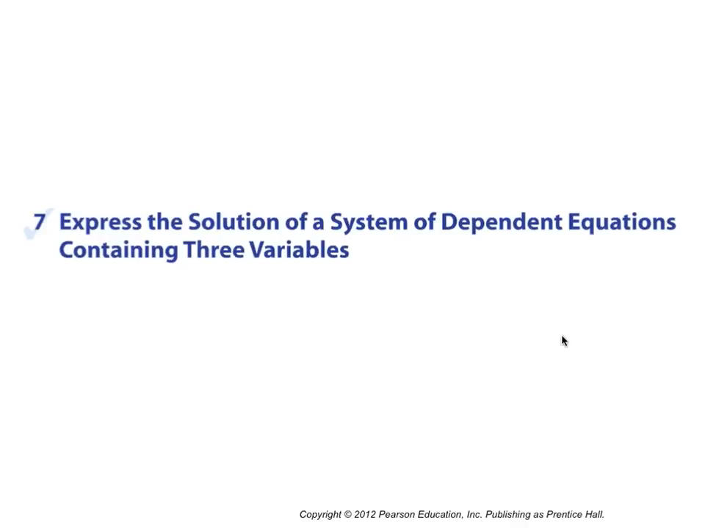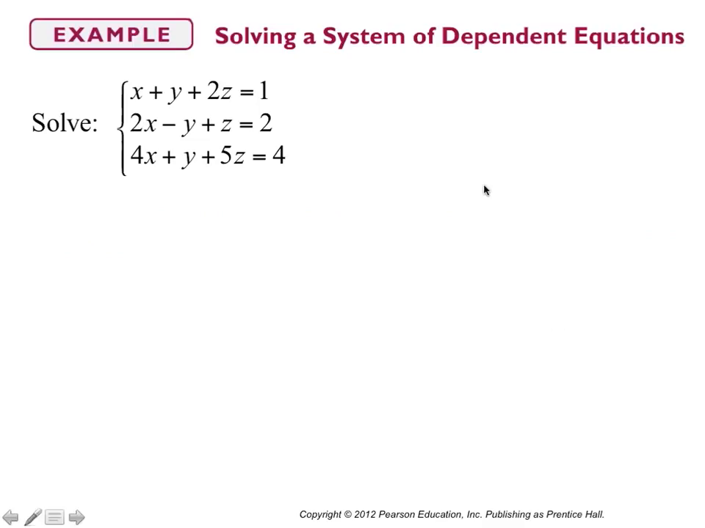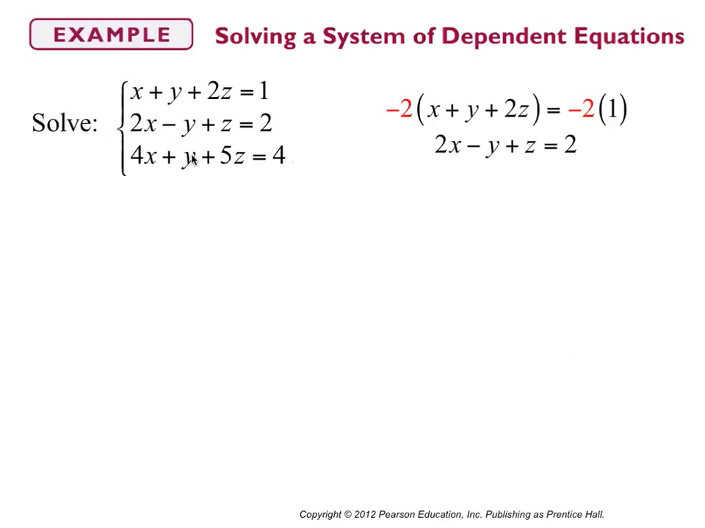Okay, now the last thing in this section is expressing the solution of a system of dependent equations containing 3 variables, which is probably the most difficult thing to do. So if you take a look here, we just have 3 equations, and you can again solve these any way that you'd like. It looks like what they've done is they're just eliminating the x's.